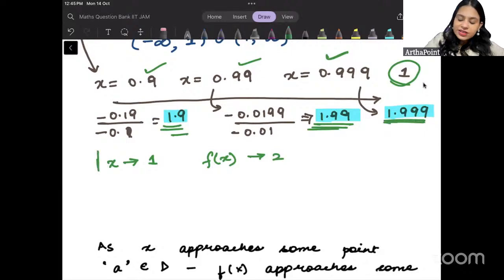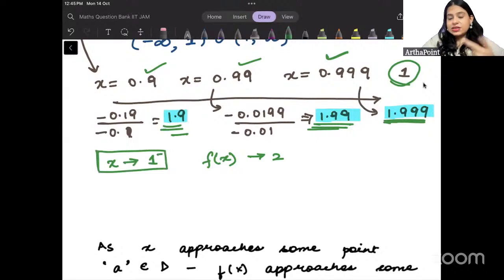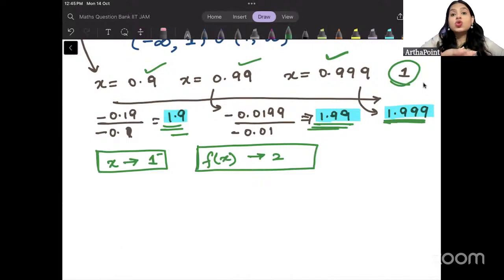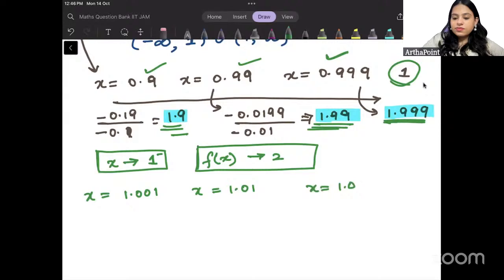So we say that when the function is approaching 1 minus, because I've taken all values lesser than 1, then my function is approaching the value 2. Similarly, I can check what happens when I again take values close enough to 1, but greater than 1. So I can take 1.001, 1.01, 1.1. This is a little bigger number. And I can see how my function is reacting, right?